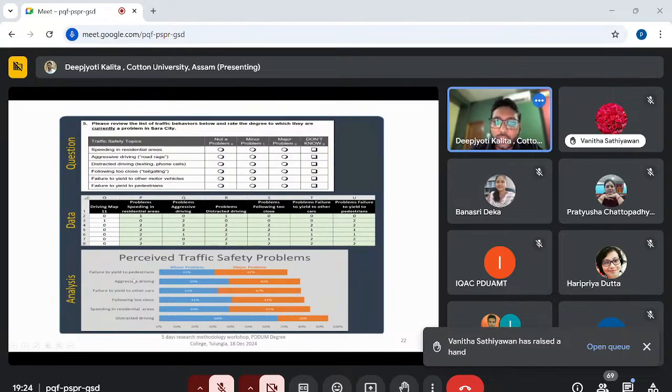Now, what do you think? You give perceived traffic safety problems. Here you can present a data set like this: failure to yield to pedestrians, aggressive driving, how many think it's a minor problem, 39%, and a major problem, 40%. So your questionnaire should be designed in such a way that you can have a proper statistical understanding of the response that you are going to get for your data set. So close-ended questions can be interpreted in these 6 different ways, and their statistical measures we have also discussed here.